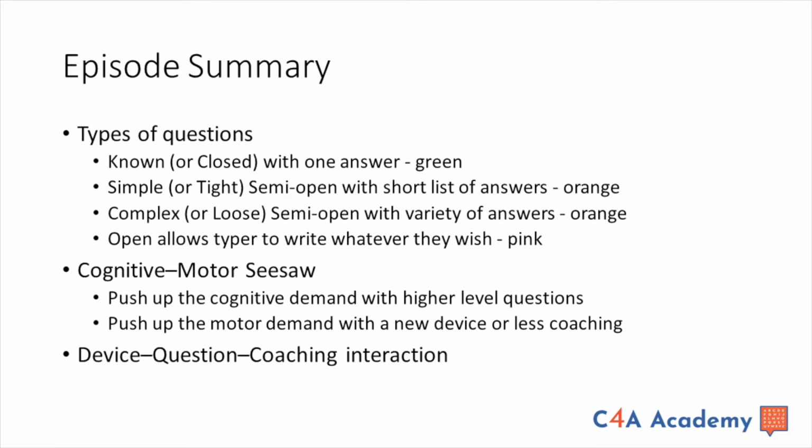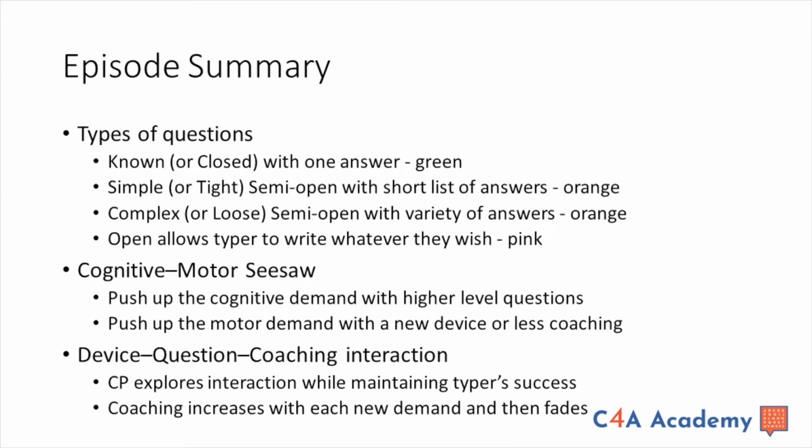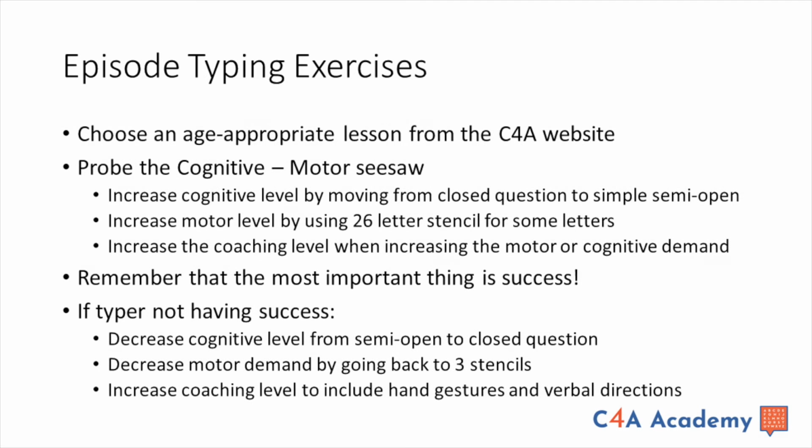Device, question, coaching interaction is a central concept. The CP explores the interaction while maintaining the typer's success. Coaching increases with each new cognitive or motor demand, and then the coaching fades away as the typer gets more practice and success. For your typing exercise, choose an age-appropriate lesson from the C4A website. Probe the cognitive motor seesaw. Increase the cognitive level by moving from a closed question to a simple semi-open. Increase the motor level by using the 26-letter stencil for some letters. Increase the coaching level when increasing the motor or cognitive demand.